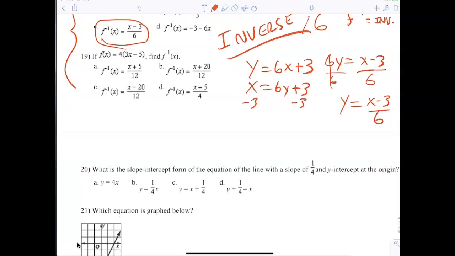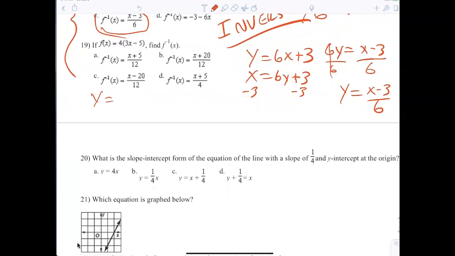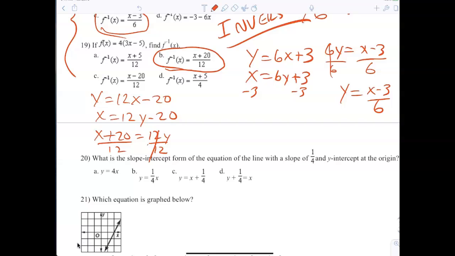All right, so again, let's just refresh. 19. The equation is y equals, let's just go ahead and distribute the 4. 12x minus 20. Does everybody see that? Finding the inverse. Switch the x and y. So x equals 12y minus 20. Now what do I do to both sides? Add 20. So x plus 20 equals 12y. Now what do I do? Divide by 12. x plus 20 divided by 12. So again, that's something that a lot of kids forget. Inverse. Switch the x and y and solve for y. That's the rule. All right?